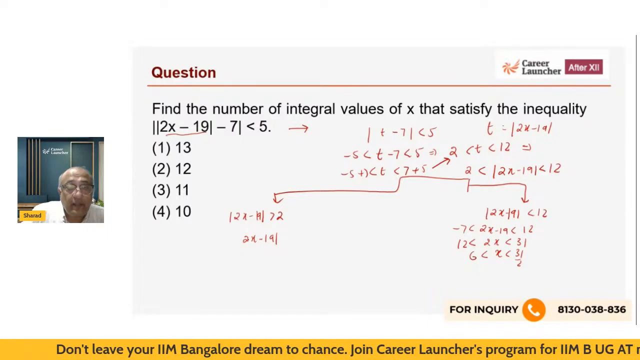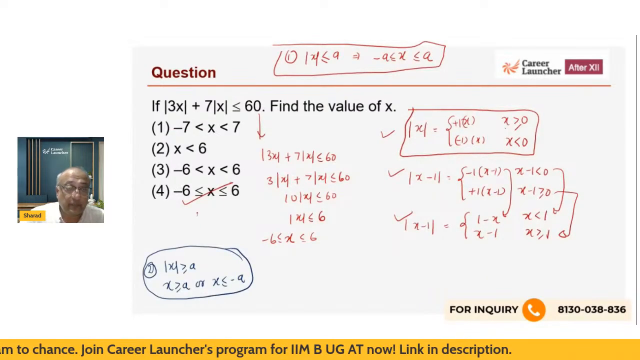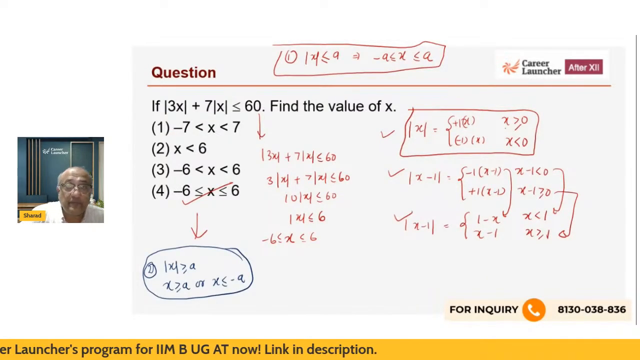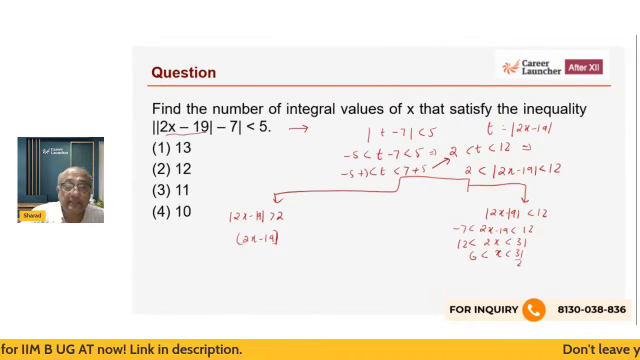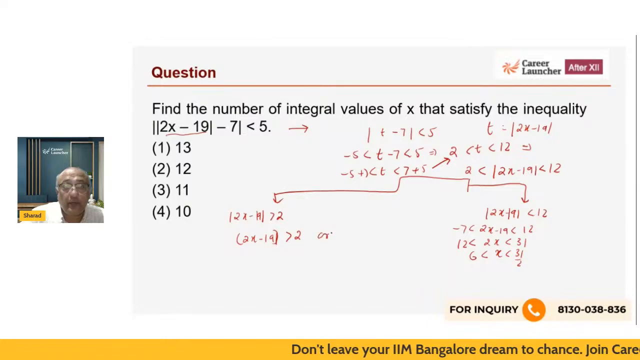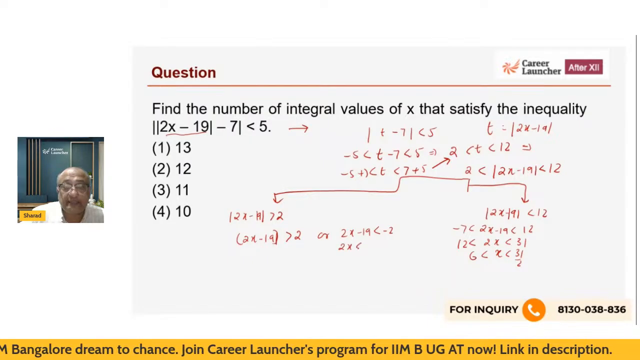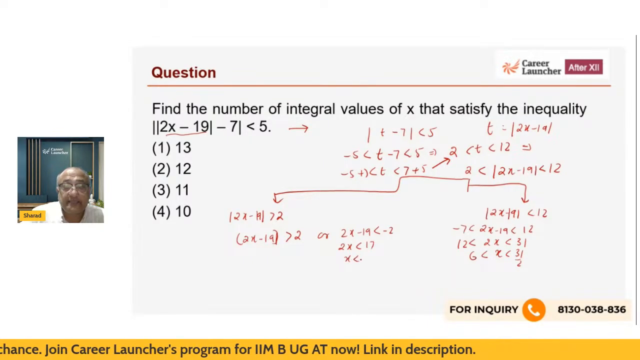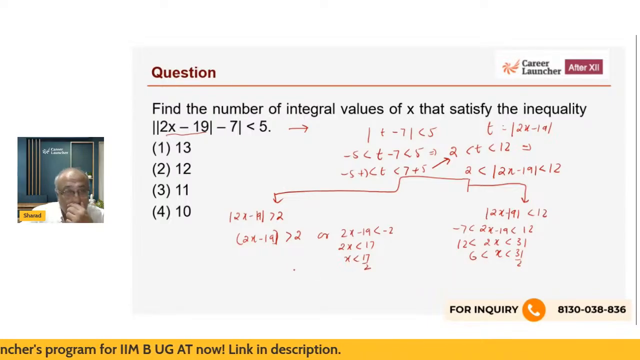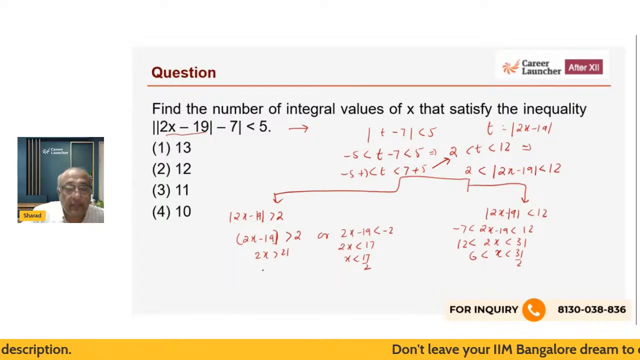19 is the same funda which I have told you in the last unit, right? I'm using both of these boxes. The first box I've used, the second blue box I'm using here. 2x minus 19 is greater than 2, or 2x minus 19 is less than minus 2. From here, I get 2x is less than 17, or x is less than 17 by 2. And from here, I get 2x is greater than 21, x is greater than 21 by 2.